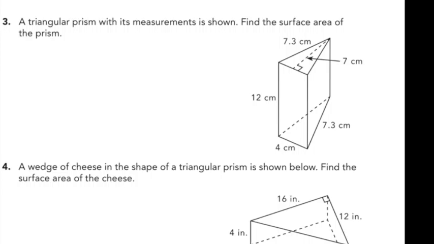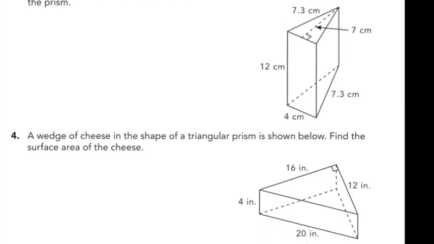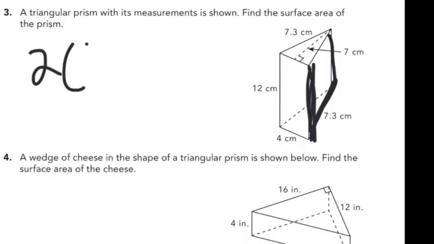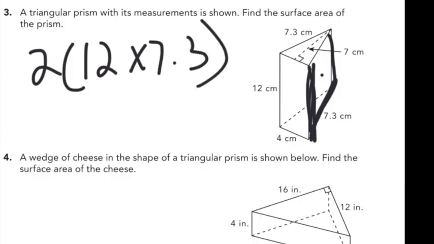So the next one that we're going to do is this. I see this face right here, and that's a parallelogram. So that is going to be this side right here, which is 12, times this side, which is 7.3. So 12 times 7.3, but there are 2 of them. So 12 times 7.3 times 2, because there's this side and then the other side. Okay, so then there's one more that we have to do.